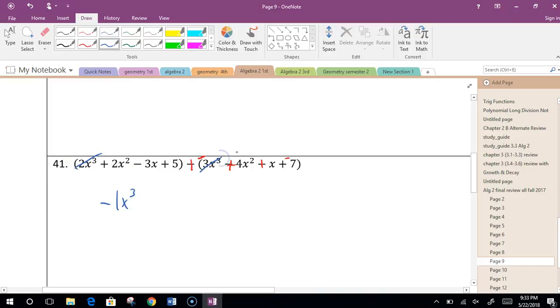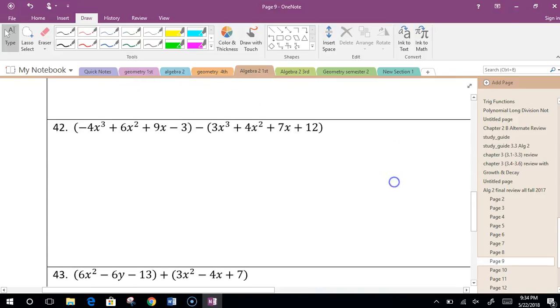Got rid of that, got rid of that. 2x squared plus 4x squared would be plus 6x squared. Got it and got it. Negative 3x plus x would be a negative 2x. Took care of those two. And positive 5 plus a negative 7 would be a negative 2.